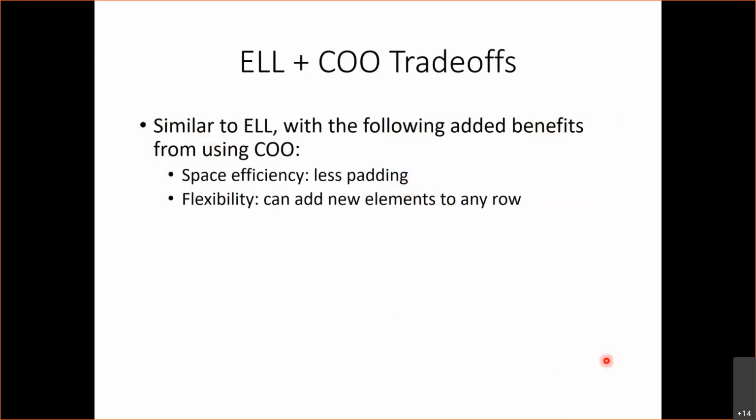So ELL was better than CSR in that it improved the coalescing behavior, right? But ELL and CSR both still have a problem that makes them inefficient, which is what? Control divergence, right? So somebody wrote control divergence.